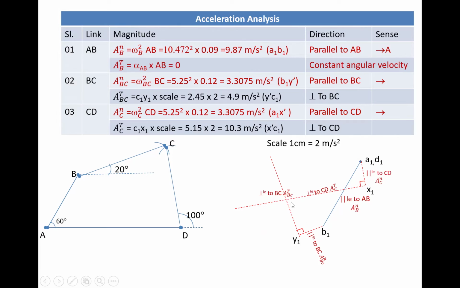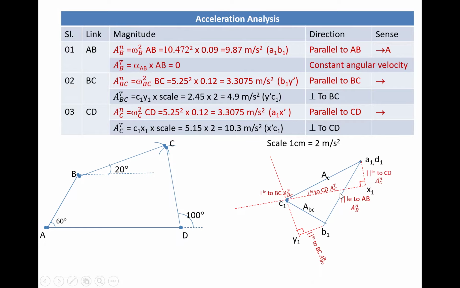And these two tangential components will intersect at one point, and that is nothing but the position of point C. So you'll get point C. So just connect C1 to B1, connect C1 to D1. So this is your acceleration of C with respect to D, acceleration of C with respect to B, ACB and ACD.